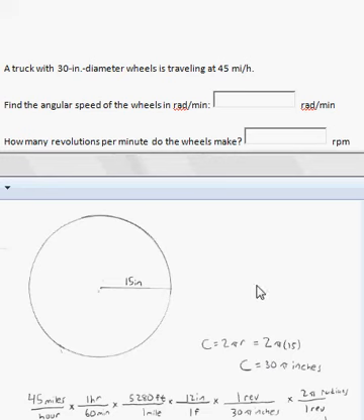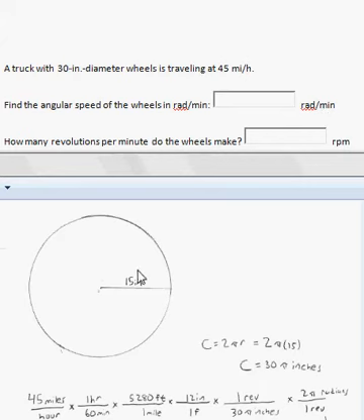Here's a video where I show you how to translate linear velocity, 45 miles per hour, into angular velocity, revolutions per minute or radians per minute. The question is, I have a truck with a 30-inch diameter wheel and it's traveling 45 miles an hour, and I needed to find out how many revolutions per minute the tires are making and how many radians per minute.